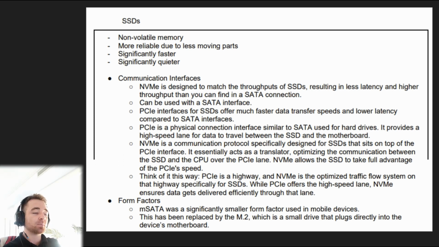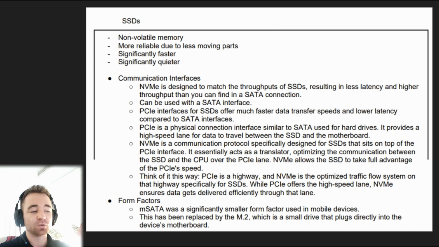Think of it this way. PCIe is a highway and NVMe is the optimized traffic flow system on that highway specifically designed for SSDs. While PCIe offers the high-speed lane, NVMe ensures data gets delivered efficiently through that lane. So hopefully that clarified what that means for you, because when I first studied, like I said, I was super stuck on that, and that took me by surprise.